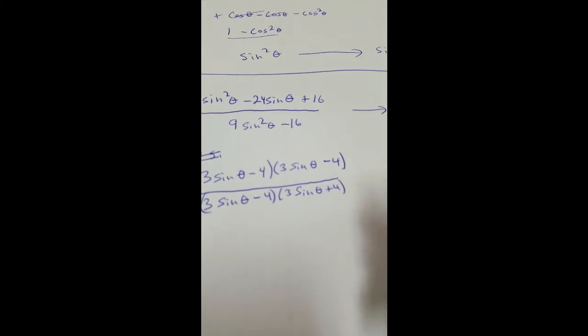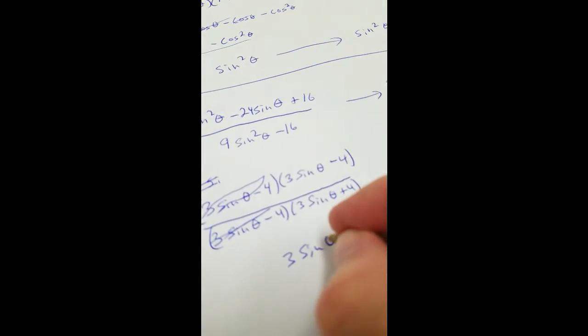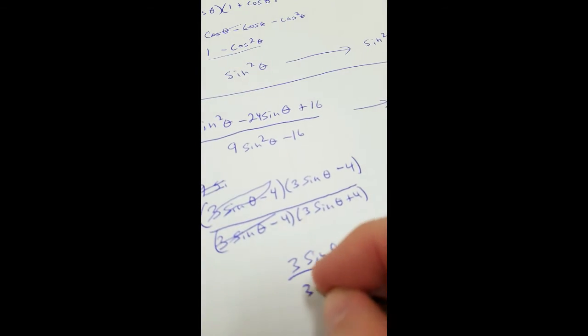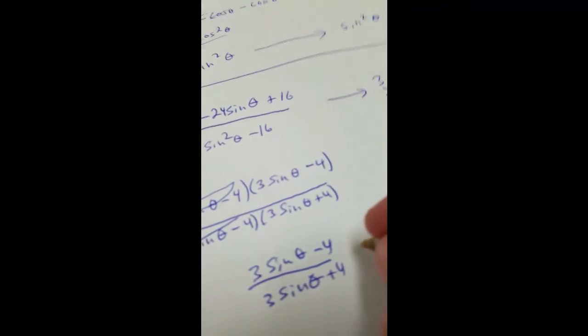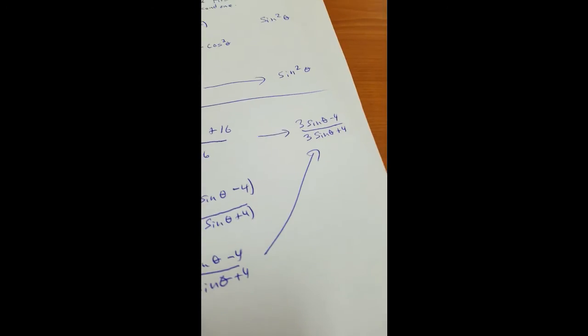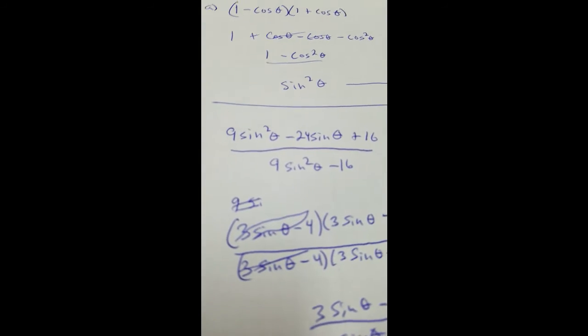All right, so you see that? And then I can see these two cancel out, so that's going to cancel with that one, and I'm left with 3 sine theta minus 4 over 3 sine theta plus 4, which is what I wanted to make it be in the first place. Not difficult, just looks weird.